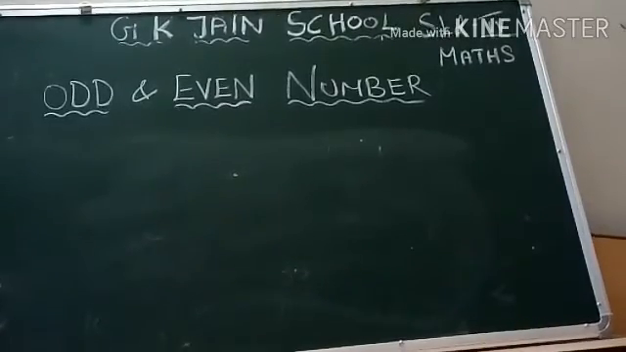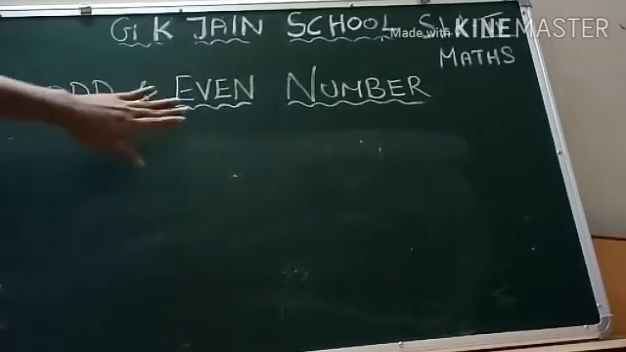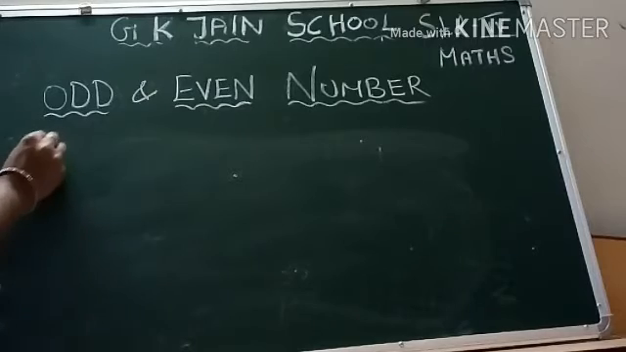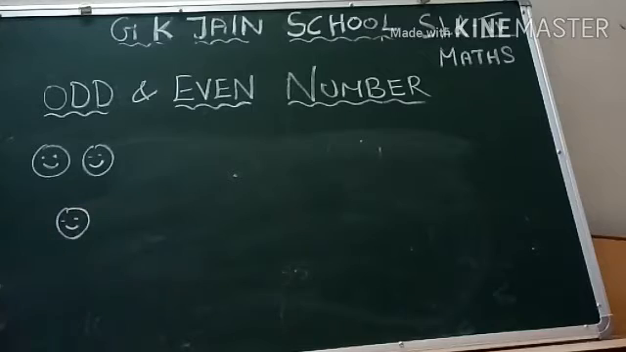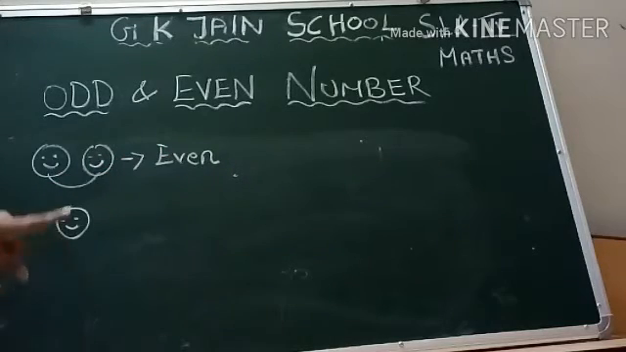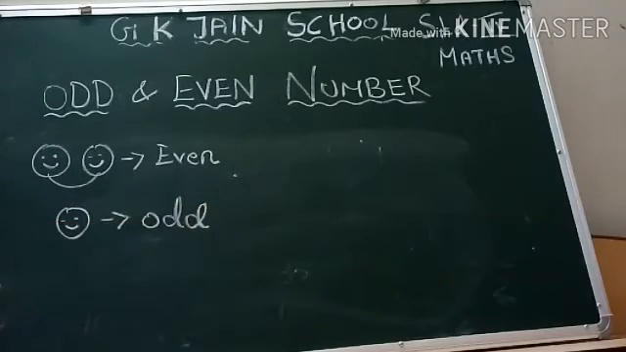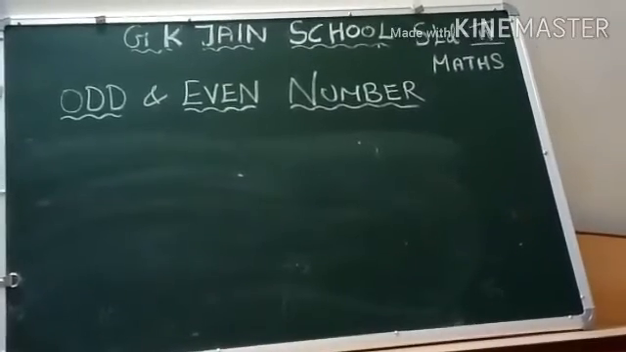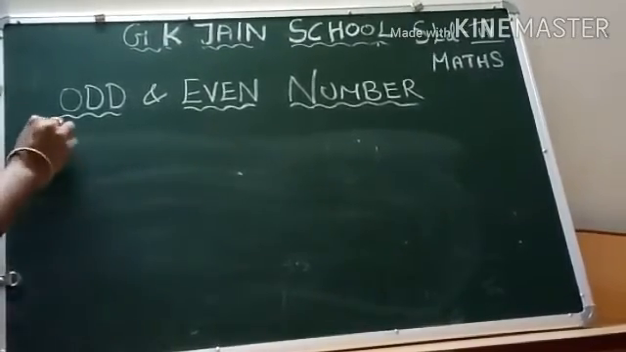So students, now I am going to explain odd numbers and even numbers, how to identify an odd number and an even number. If it has a pair, it's an even number. If it has no pair, it's an odd number. Now I will explain. So now we are going to identify odd numbers and even numbers.